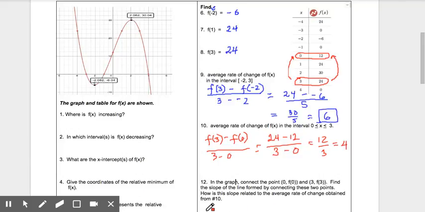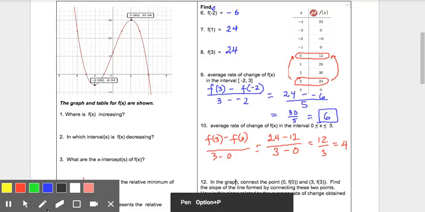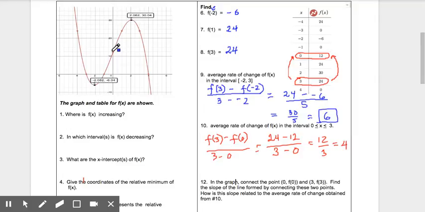Okay. Now, number 12, in the graph, connect the point 0, f of 0. So 0, f of 0. So that means the point 0, 12. So what is 0, 12? This is 0, 12. Maybe I want to use blue. Okay, 0, 12 is right here.